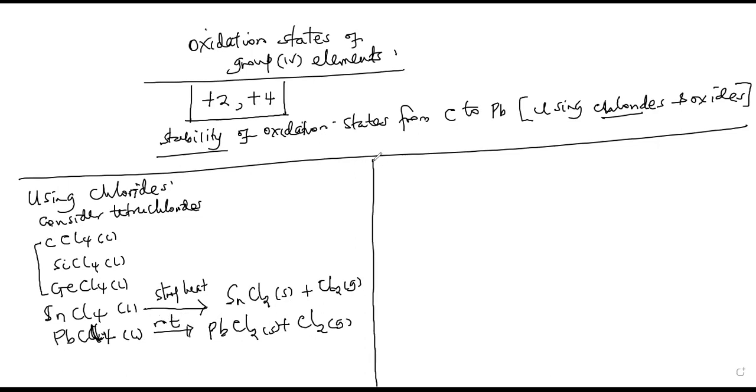Now, when you are describing this after having shown how tetrachlorides behave, you need to tell me that carbon tetrachloride, silicon tetrachloride, germanium tetrachloride exist and are stable to heat. But tin(IV) chloride or tin tetrachloride, on strong heating, decomposes.